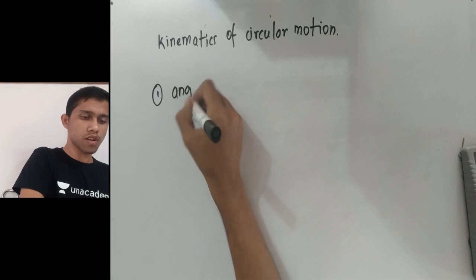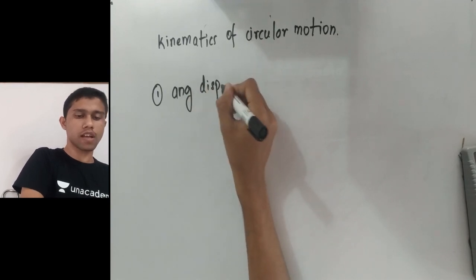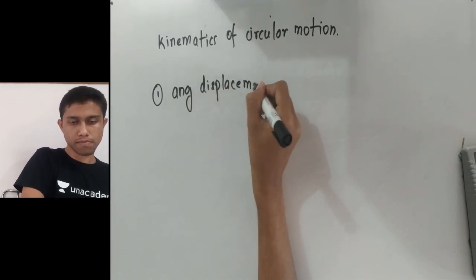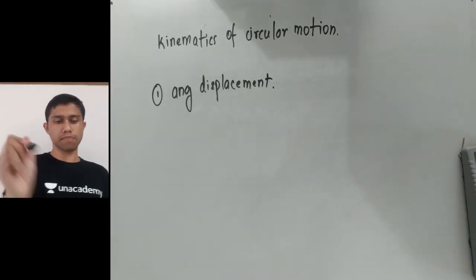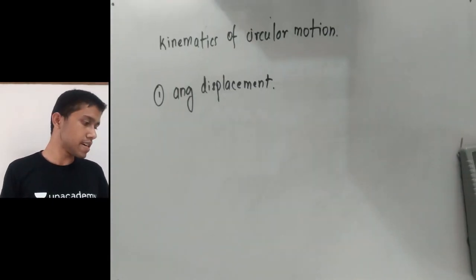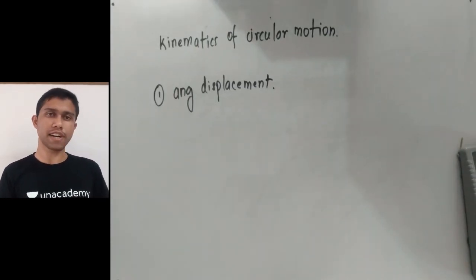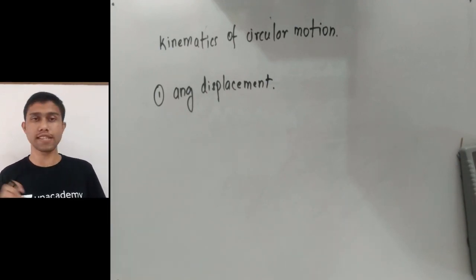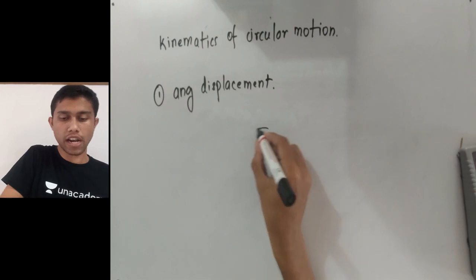So writing about angular displacements. So what is an angular displacement? Angular displacement is angle traced by the position vector with respect to some fixed point is called as an angular displacement. Now I'll draw a circle.